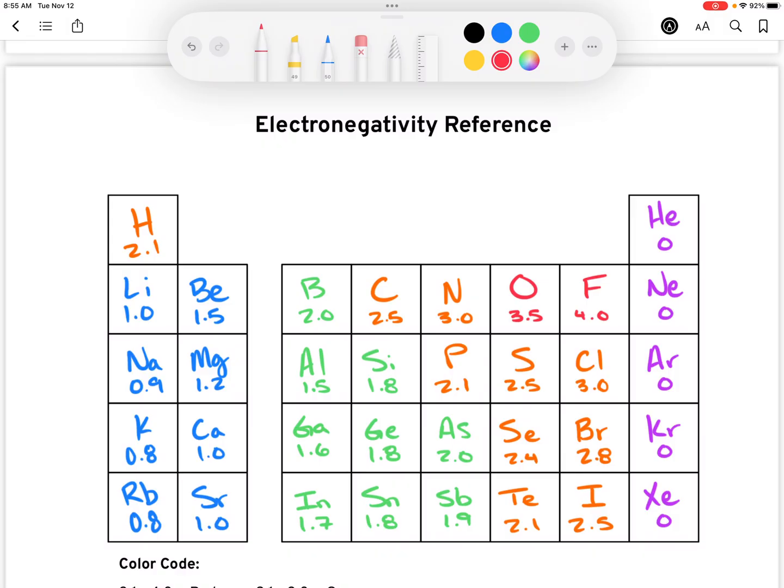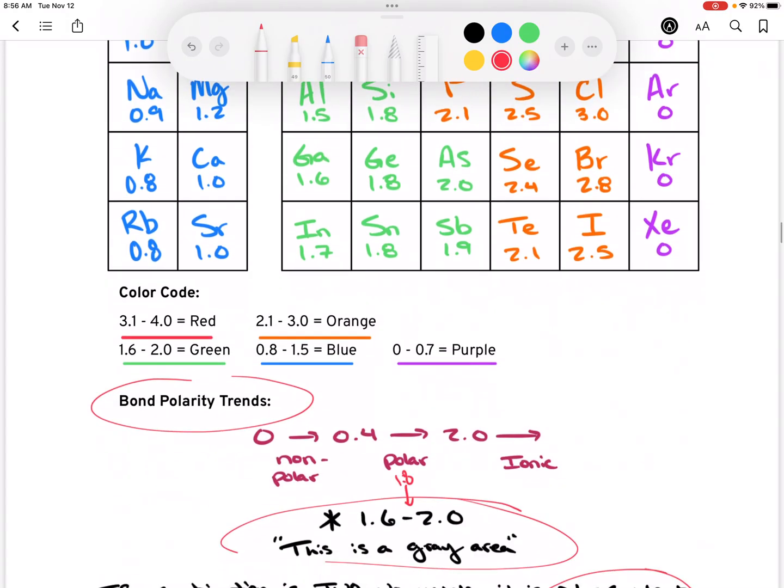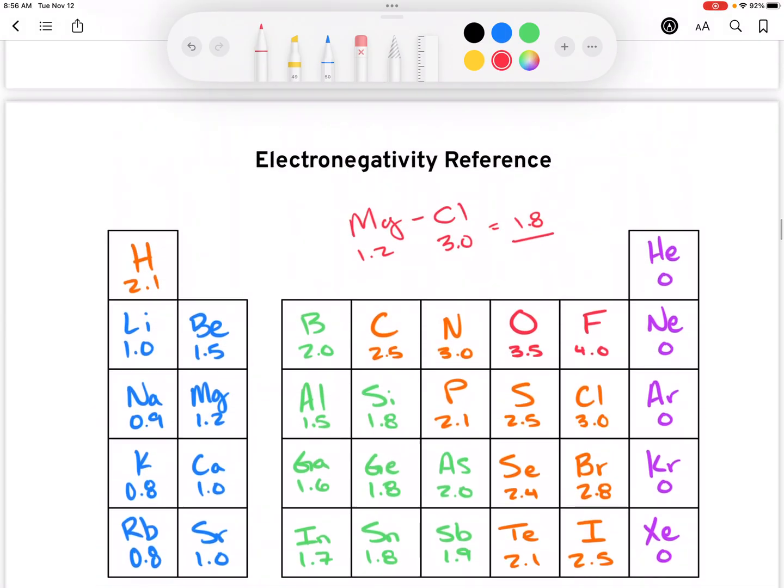Oh, I think it was magnesium and chlorine. That's what it was. So if I have magnesium bonded to chlorine, magnesium is 1.2 and chlorine is 3.0. So 3.0 minus 1.2 gives me a total of 1.8. According to this scale, 1.8 is polar. But it's not polar because we have a metal and a nonmetal. If it's a metal and a nonmetal, we know it's ionic without doing any calculations.